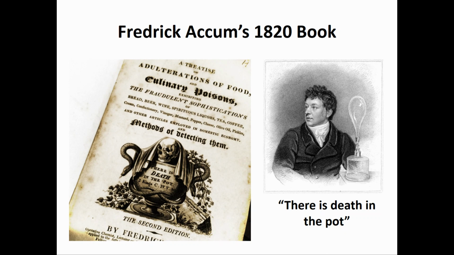This is a very important book in that thing. It's from 1820 from Professor Accum, and it's called A Treatise on Adulteration of Foods and Culinary Poisons, the fraudulent sophistications of bread, beer, wine, etc. And the subtitle is "There is Death in the Pot." So he finds out there's lots of stuff in food, which is sometimes the cheap stuff. It's not poisonous, not unhealthy. It's just not supposed to be there because people say there's something else in the food, but some of it is also poisonous. This leads to essentially the introduction of modern food regulations.